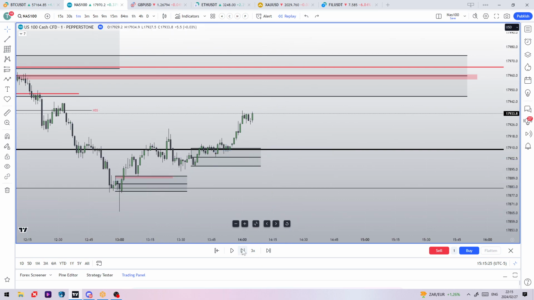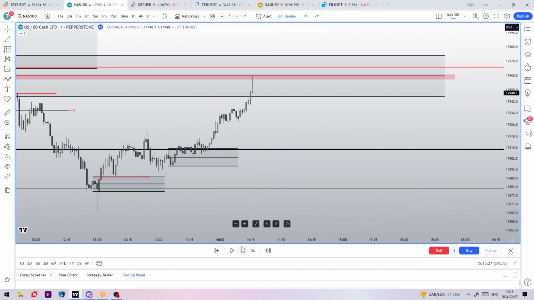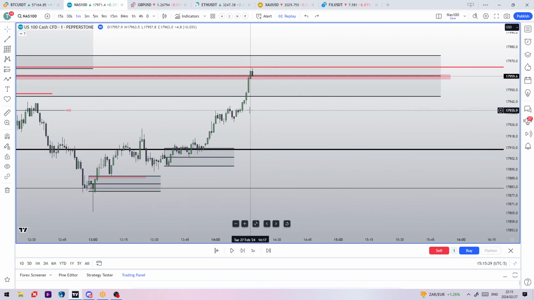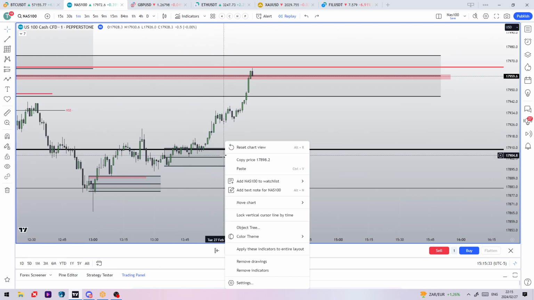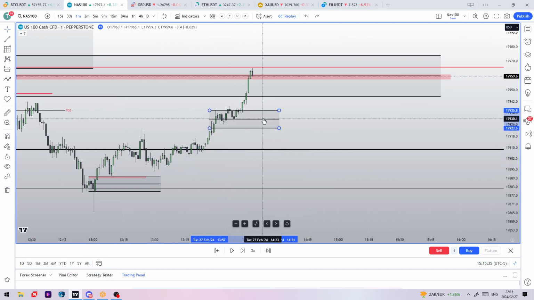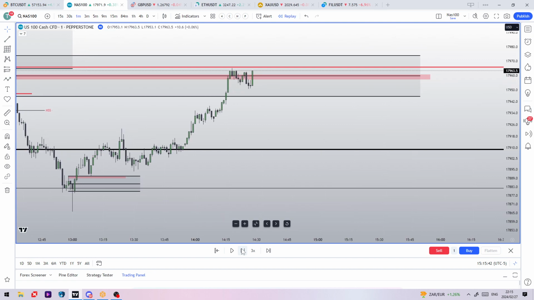Where are we headed, or where are we currently? Close above here, you could have bought this. You're starting to see it. Move it up there. Close above there. Buy this retracement. Let's just see where we go to.